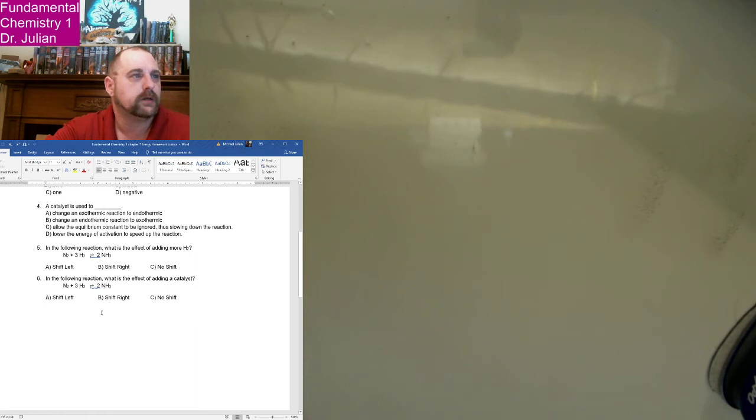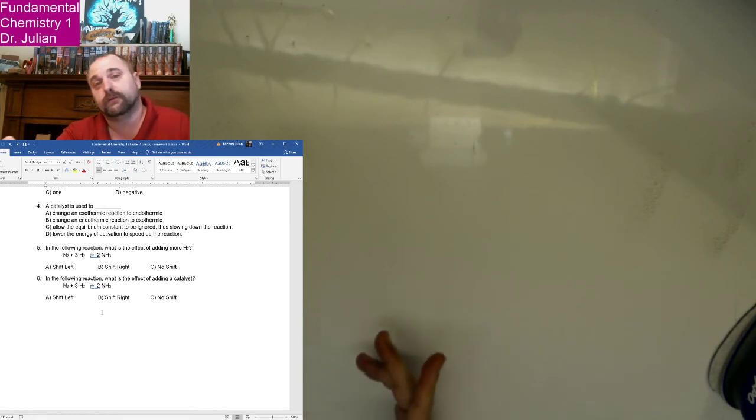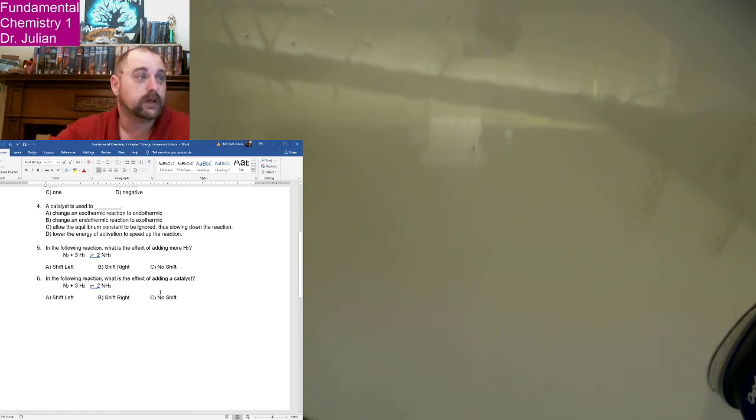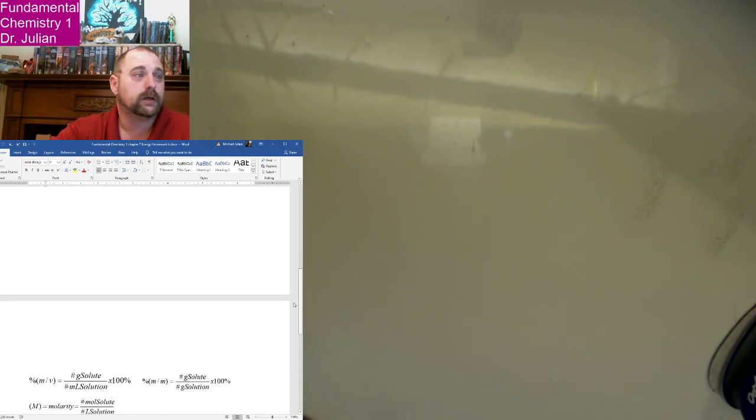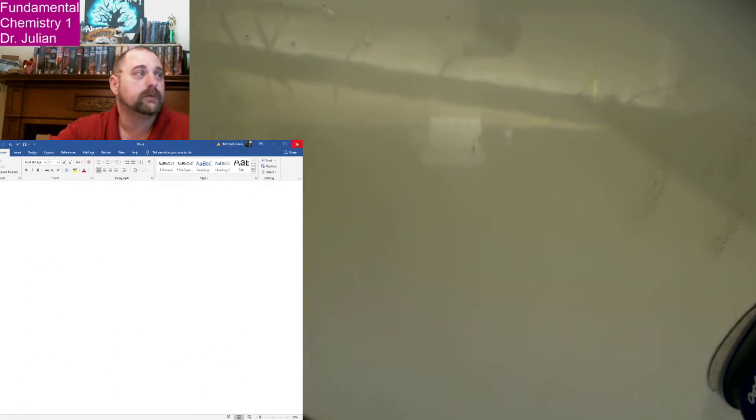Same reaction. We're adding a catalyst. Sneaky, sneaky. Catalyst has no effect on the equilibrium. It just helps it reach it faster going forward, and it's actually faster going backwards usually. So what is the effect? No shift. Catalyst is not a reactant, is not a product, so no shift. Okay, and that's it for 6. Wow, okay. 8 must be really long now. Let's look at 8.